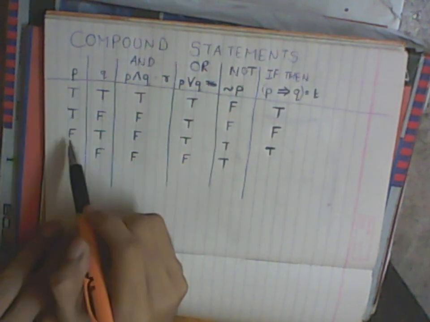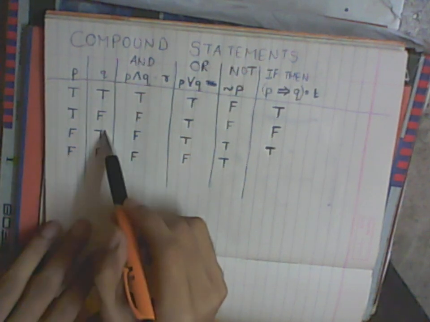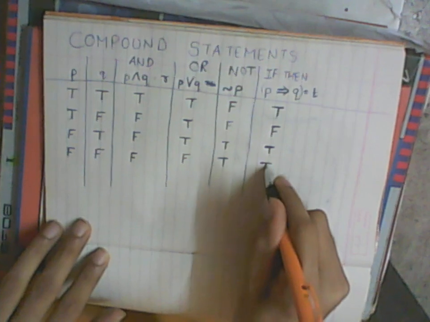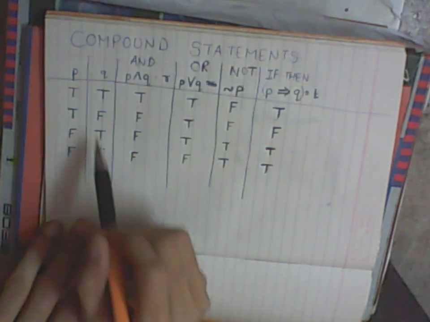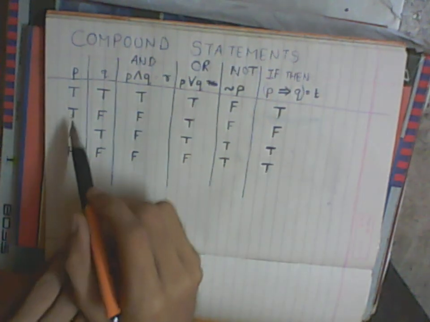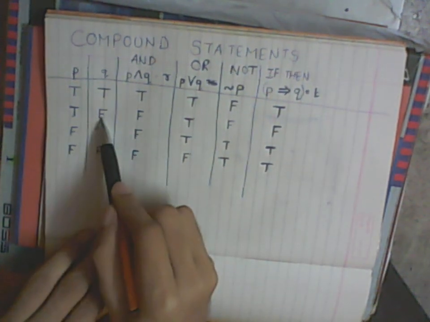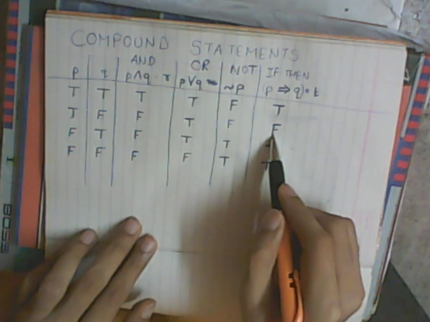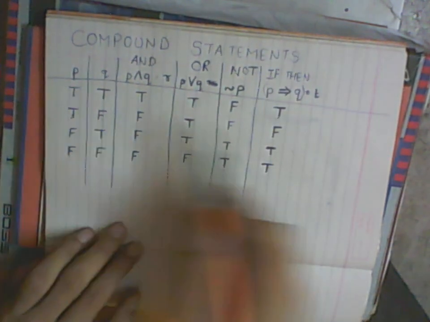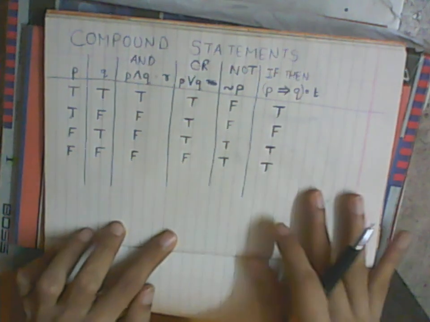If the premise is itself false, then no matter what the conclusion is, I can even say that in this case, the if-then statement is true. So if my premise is false, no matter what the conclusion is, the if-then statement comes out to be true. If my premise is true, but the conclusion is false, in that case, I get a false statement for if-then. And of course, if both the statements are true, then I get a true statement.